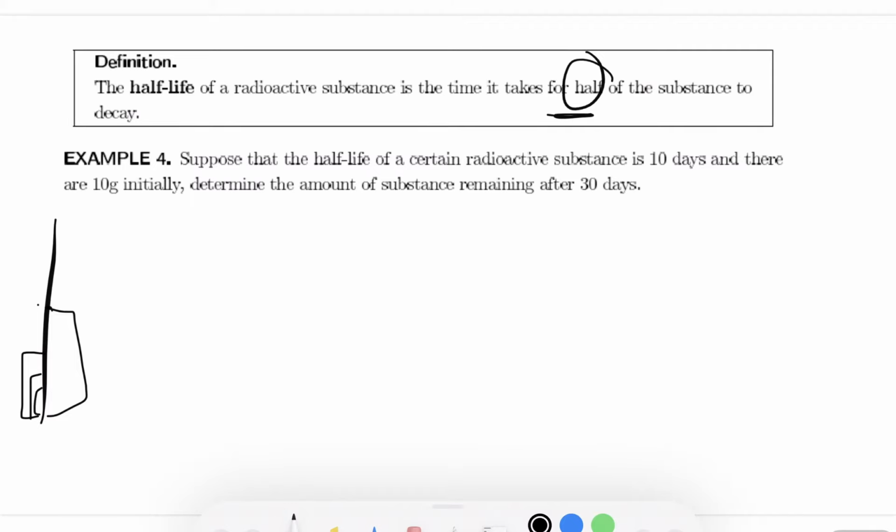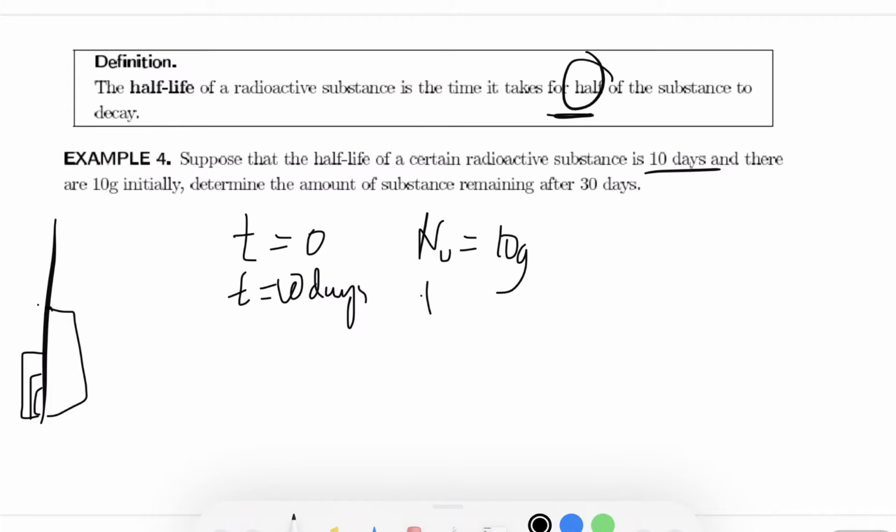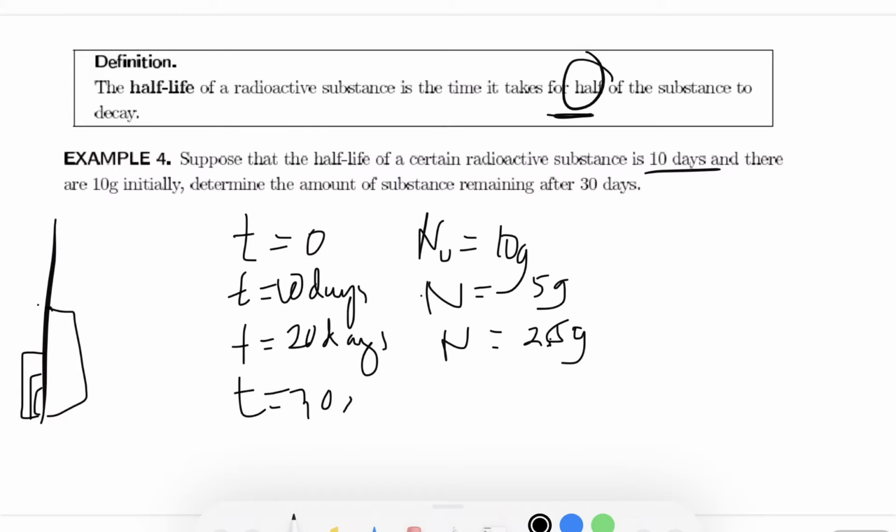So let's examine. At time equals 0, what is our initial amount? The initial is 10 grams. After 10 days, how much remains? Half, so 5 grams. After 20 days, how much remains? 2.5 grams, since it's half again. That's the half-life.